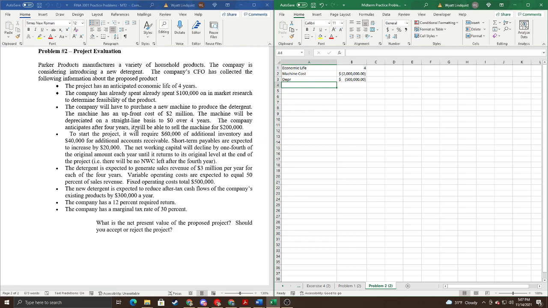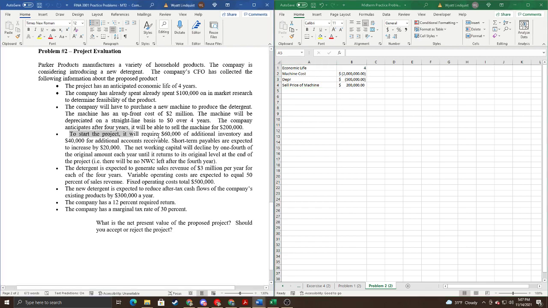Now the company anticipates that after 4 years, it will be able to sell this machine for $200,000. So sell price of machine. They believe they can sell it for $200,000. So that's all the machine information.